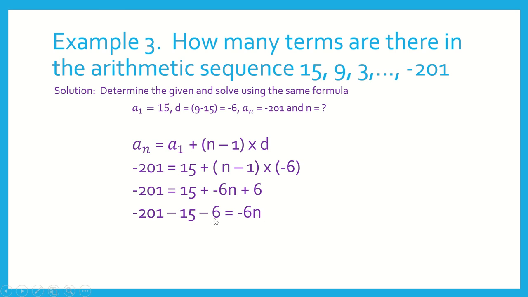So perform the operation on this side. We have negative 222, that's negative 201 minus 15 minus 6, is equal to negative 6n. Okay? Now, divide both sides by negative 6, so we will be able to get the value of n. That is, the answer is 37.